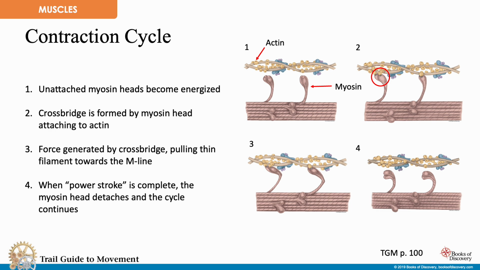The contraction cycle happens in steps. 1. The myosin heads become energized. 2. Myosin binds to actin. That's the cross bridge formation. 3. The power stroke pulls actin inward. 4. Myosin detaches and repeats. This cycle requires ATP. Without ATP, muscles cannot contract or relax.